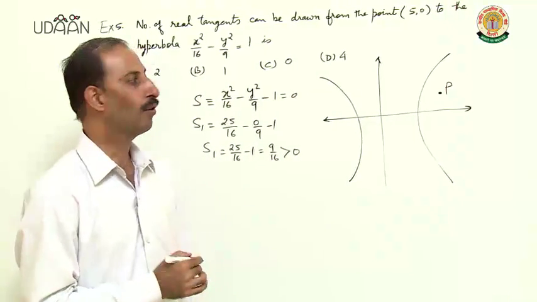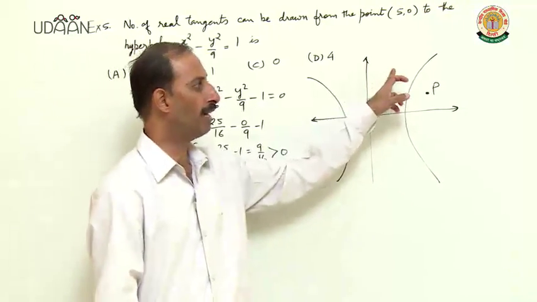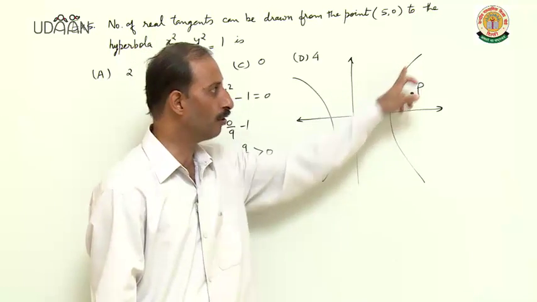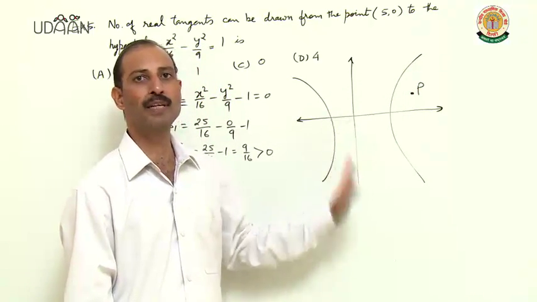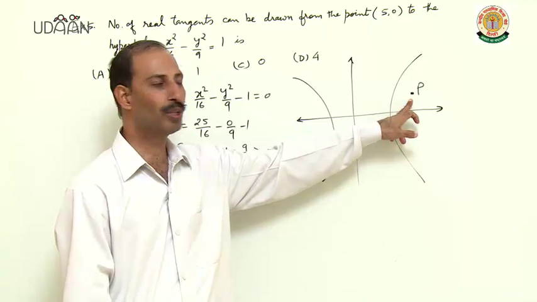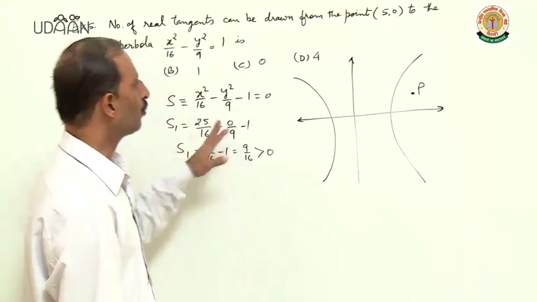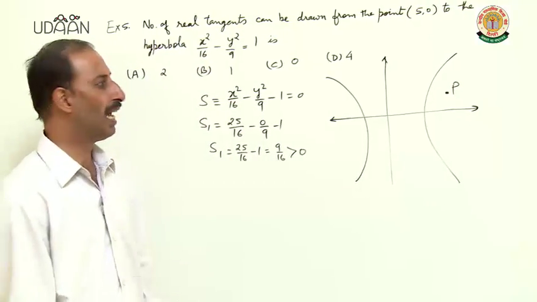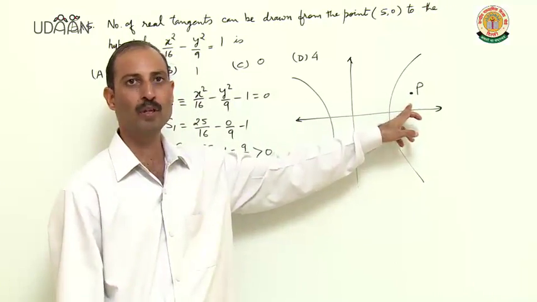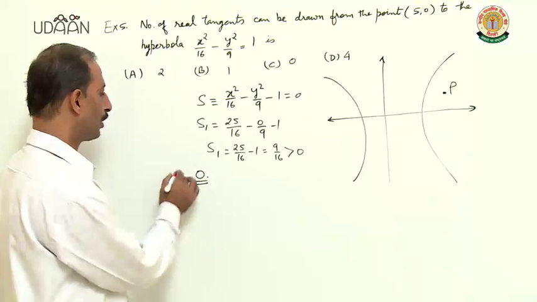Now you can draw a tangent when the point is either outside the hyperbola or on the hyperbola. Then only you can draw the tangents. If the point is inside the hyperbola, then no tangents can be drawn. It means in this question you can't draw any tangent that passes through the point P. So the number of tangents you can draw is 0. So which option is the correct one?